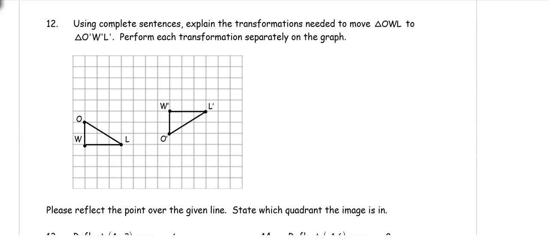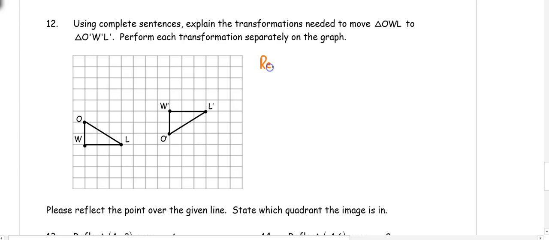Number 12, using complete sentences, explain the transformation needed to move triangle OWL to triangle O'W', performing each transformation separately on the graph. So first, we need to get our triangle to look the same as the end result, which means we need to get this O flipped down to the bottom. In order to flip an image, remember that we're using a reflection.